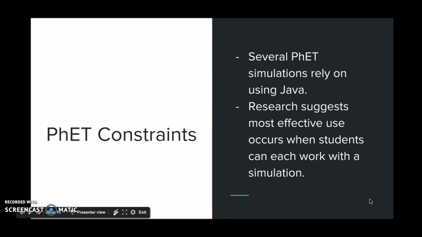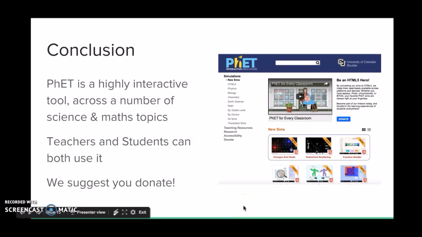Now, in addition to all the wonderful things PhET can provide students, there are a few potential pitfalls or constraints to be aware of, namely that some of the PhET simulations rely on using Java. So for students which are iPad schools or Macintosh schools, that's going to present a problem for staff. And research does suggest that the most effective way to make use of these applications and these interactive methodologies is for students to individually work on a simulation. So you want to make sure that it's one laptop per student.